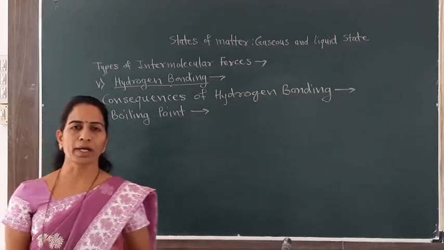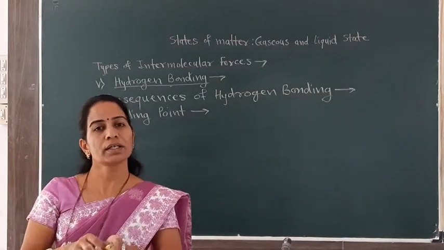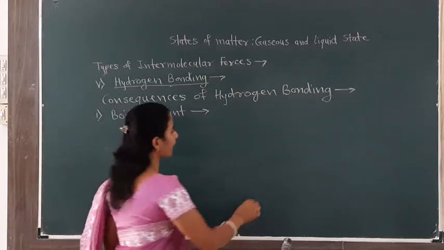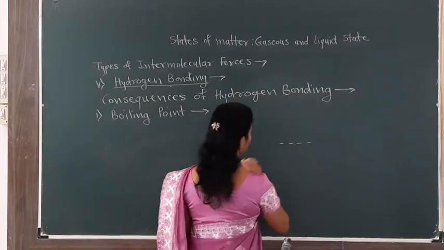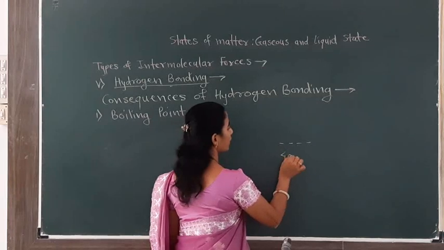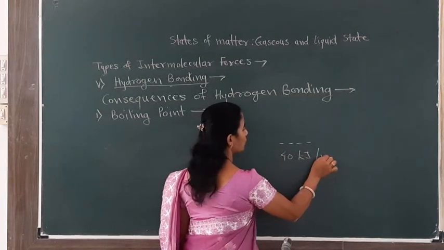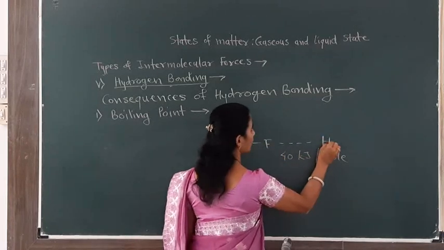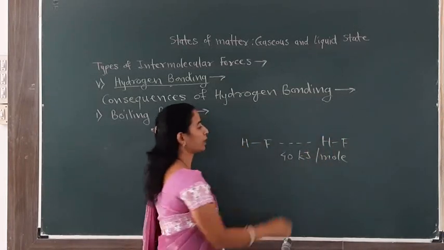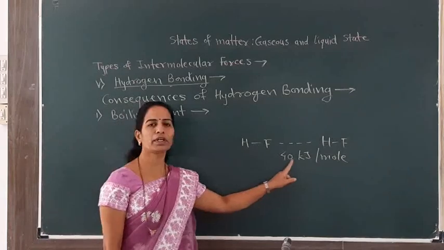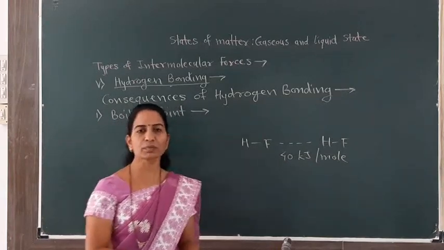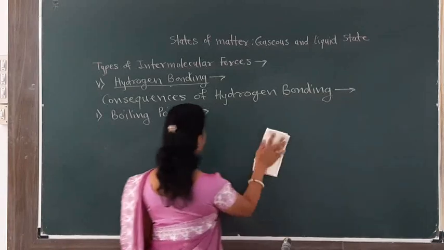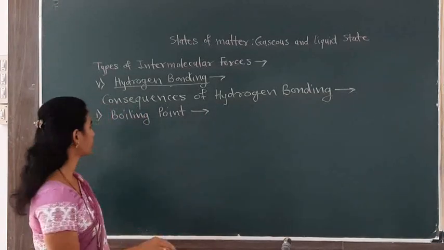Already I have told you that hydrogen bond is a stronger bond. The energy needed to break this bond is 40 kilojoule per mole. Suppose in case of HF molecule, the energy required to break this bond is 40 kilojoule per mole. Means more energy is required to break this bond. That is called as bond energy.